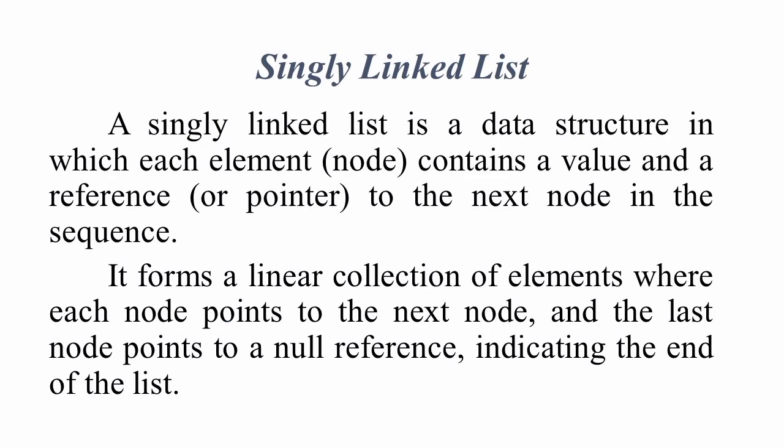Let's begin with what is a singly linked list. A singly linked list is a data structure in which each element or node contains a value and a reference to the next node in the sequence. It forms a linear collection of elements where each node points to the next node and the last node points to the null reference, indicating the end of the list.